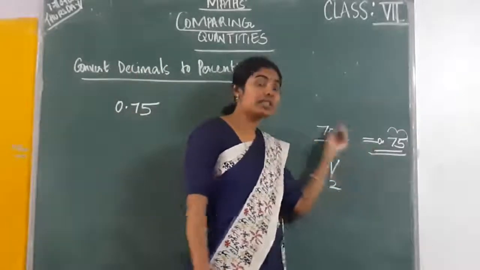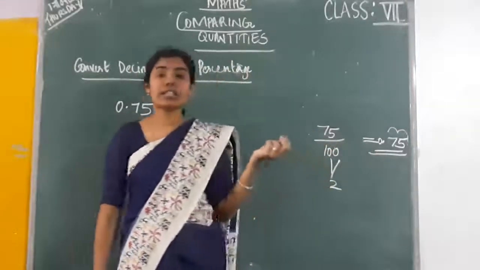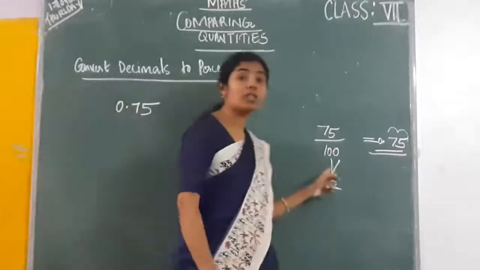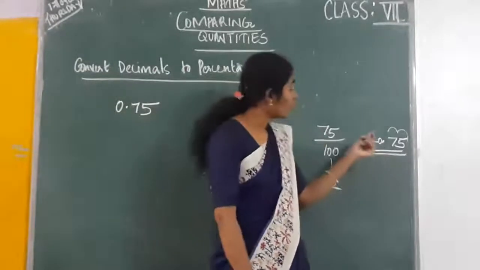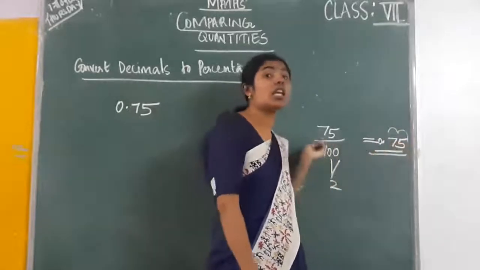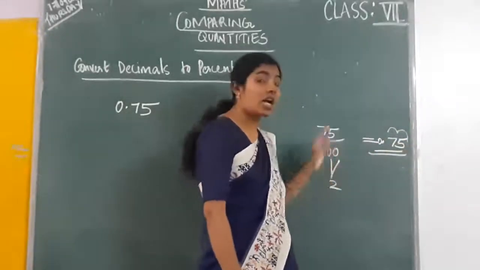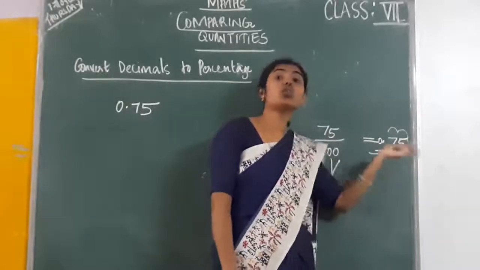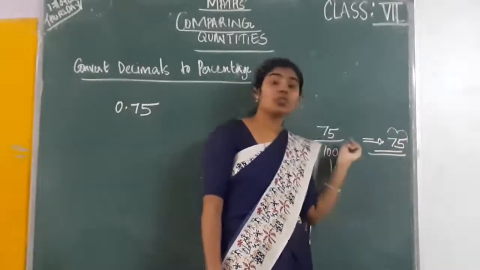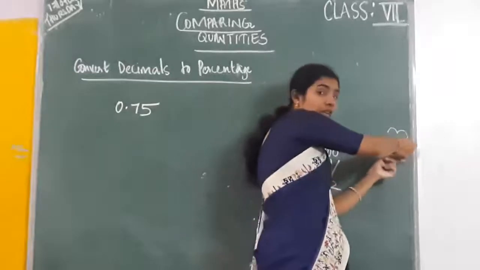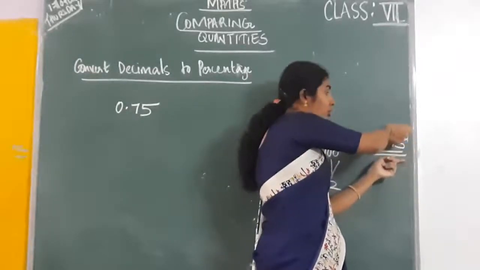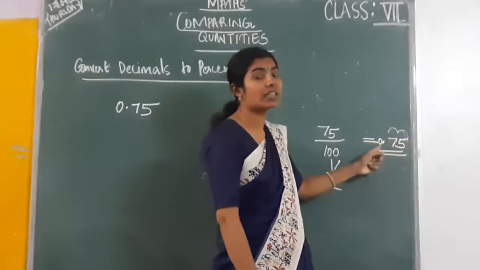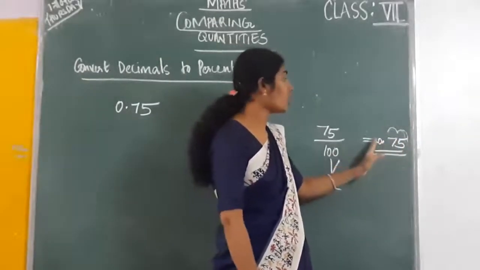So see here, 75 by 100 is given. When you are given any number whose denominator is a multiple of 10, what will you do? Move the decimal point to the left. You know 100 has 2 zeros, so how many places should you move? 2 places. From the right, count 1, 2. When you move the decimal point 2 places, what answer do you get? 0.75.